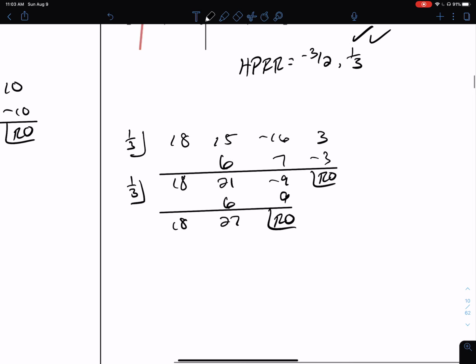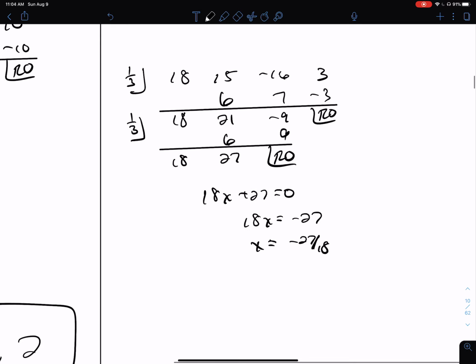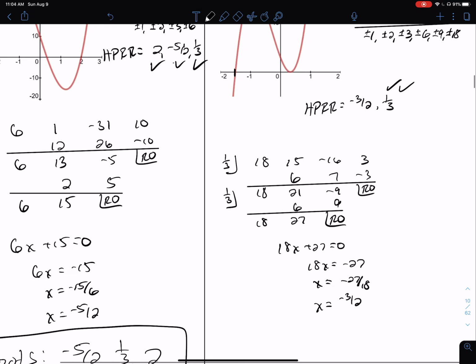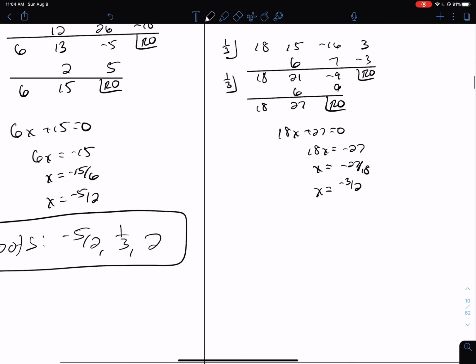Now I'm going to take the depressed polynomial, 18x plus 27, set it equal to 0. Get x by itself. Handwriting is steadily getting worse, and that's saying something because it's always been bad. We can divide both 27 and 18 by 9 and get negative 3 halves, which confirms that one as well.